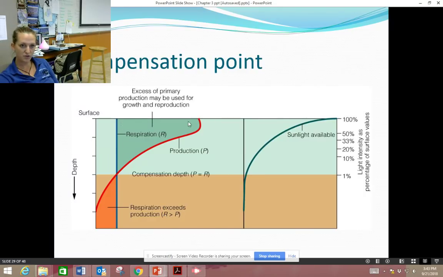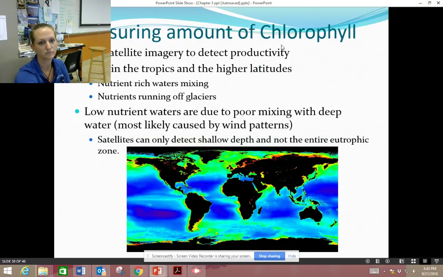Up here, though, this is where a majority of organisms can be found. This is the euphotic zone, the good photic zone. Yes, I would draw that.